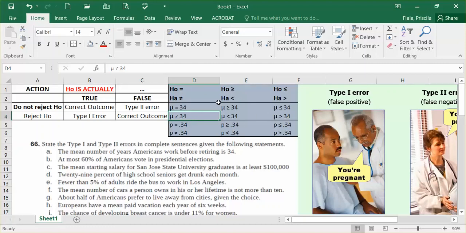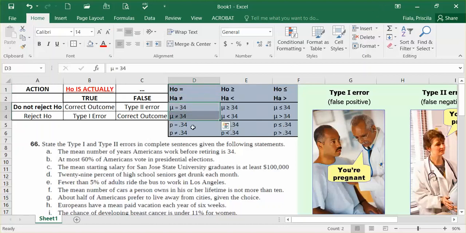So the mean number of years Americans work before retiring is 34. So the mean is equal to 34. Therefore, if you look at all of this, the statements that have the equal sign would be where the null hypothesis is equal to. Therefore, your alternative hypothesis is going to be different. Okay, so you're going to be working with these statements.